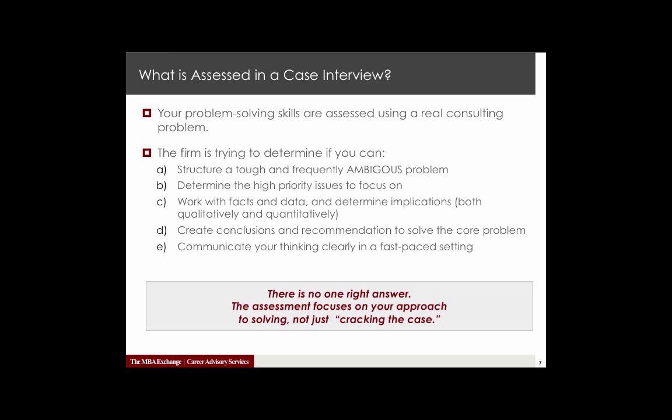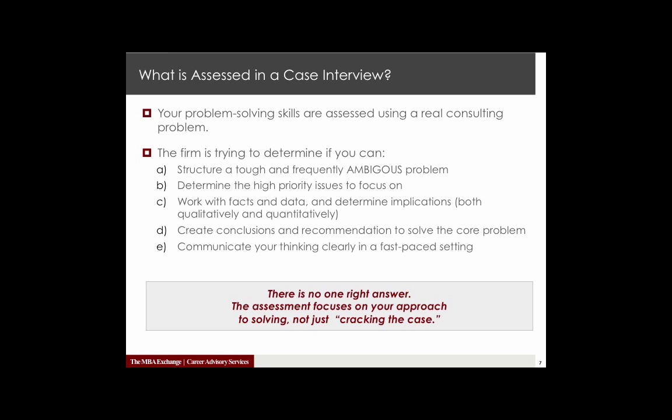Can you focus on the high priority issues? Do you have comfort and ability to work with facts and data and then determine the implications? This is both qualitative and quantitative. Analysis is not purely quantitative in numbers. Can you then create conclusions and recommendations to solve that core problem? And can you communicate your thinking clearly in a very fast setting?